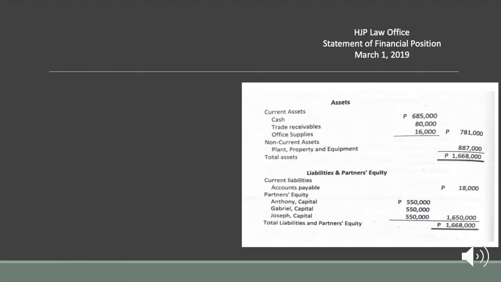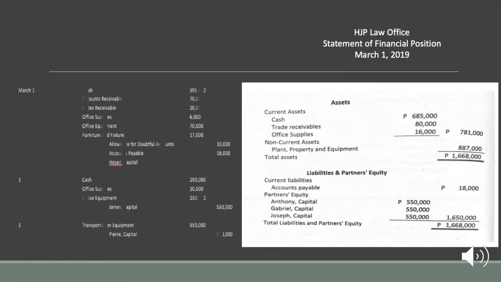For HJP Law Office, this is the statement of financial position. First, we would tackle the assets, which is cash of 685,000. We got 685,000 from the cash contribution of Hesed, which is 395,000, and James's 290,000 cash contribution. While for trade receivables, we got it from accounts receivable of 70,000, notes receivable of 20,000, minus the allowance for doubtful accounts of 10,000, which will be equal to 80,000.